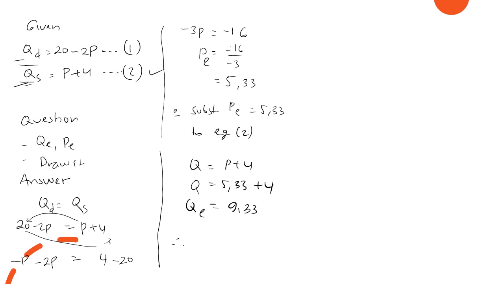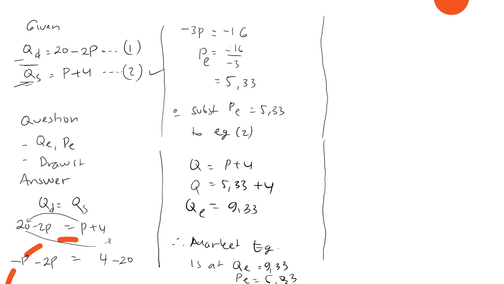Then the market equilibrium happens at QE 9.33 and PE 5.33. Yeah. Now drawing, I think it's, well, that's basically the same. Okay.